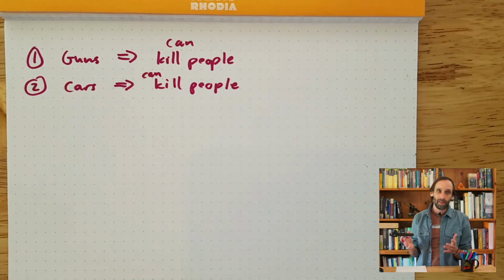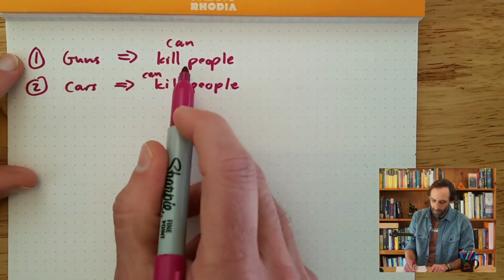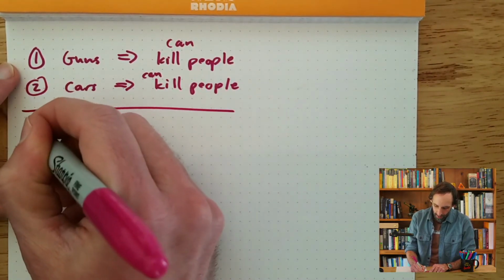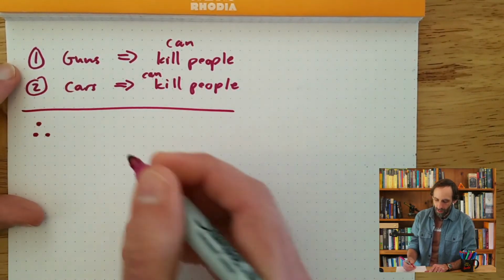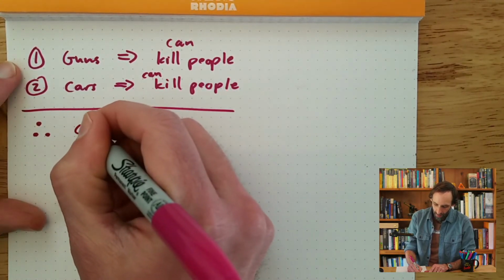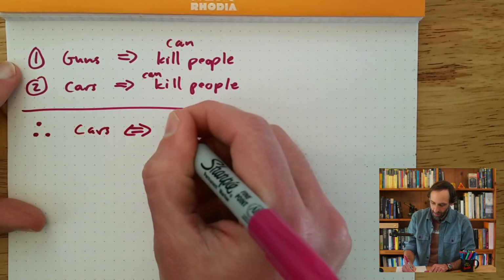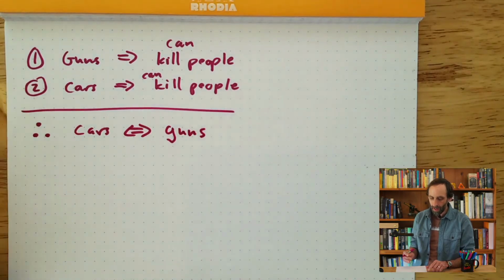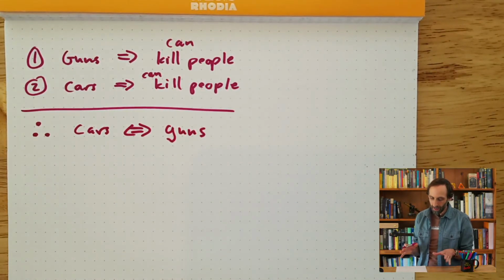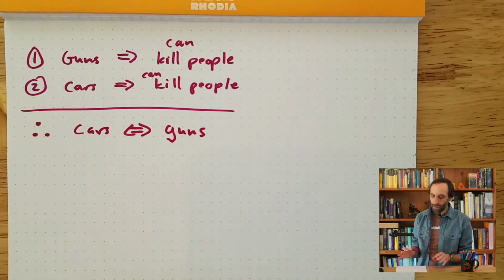This is a classic example of a logical equivalence, right? Just because guns can kill people and cars can kill people does not mean that you can establish a logical equivalence between the two, right? So guns, cars. This is the jump that sometimes is made, that guns and cars are in some sense equivalent, and they're not, right? They're absolutely not. Guns and cars are designed to do very different things.